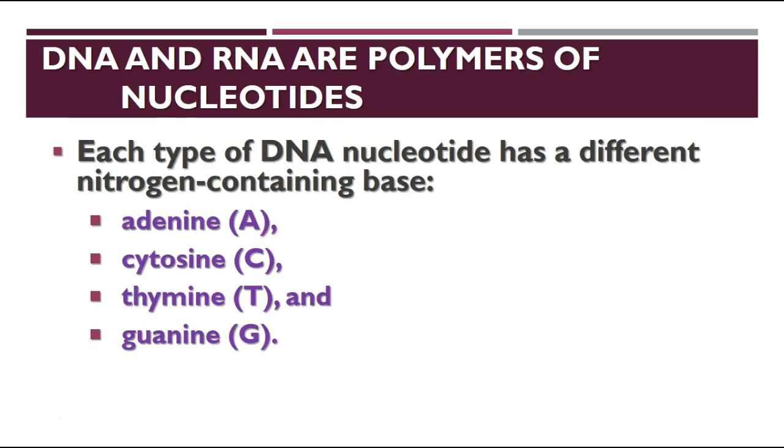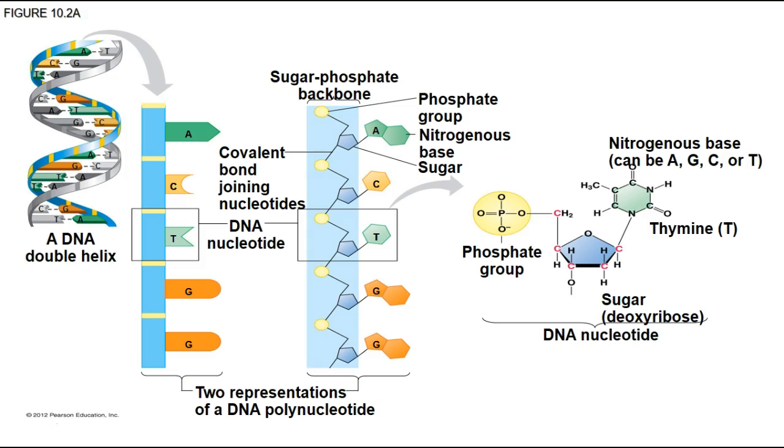Each type of DNA nucleotide has a different nitrogen-containing base. Those are adenine, cytosine, thymine, and guanine, as we've talked about before. And they're put together like this in a chain. So you have here a chain of sugars and phosphates, sugars joined by phosphates, and then the bases are attached to the sugars there. These are a couple of different representations. This one is just showing a basic ribbon diagram and this one is showing a modified structural formula there. And then here we see the structural formula of a nucleotide. This one happens to be a thymine nucleotide.